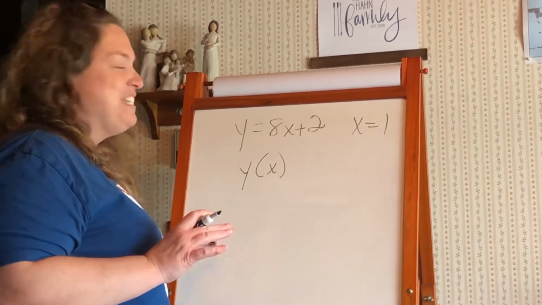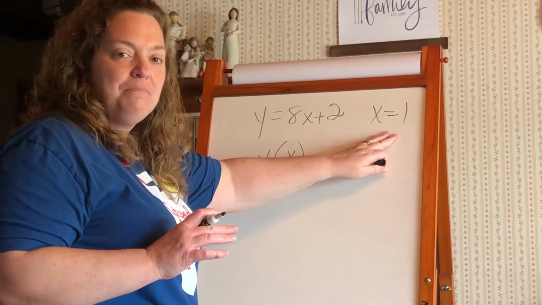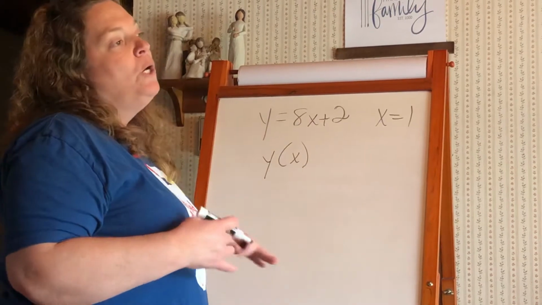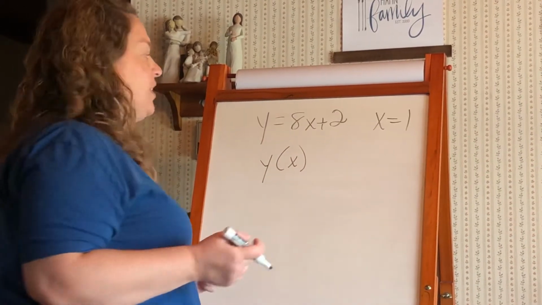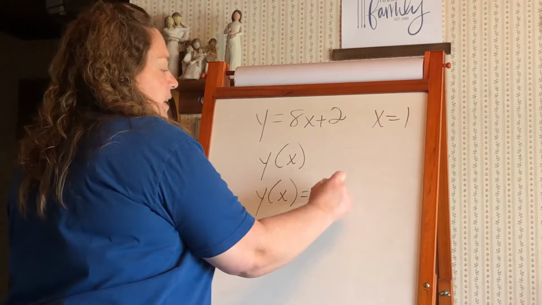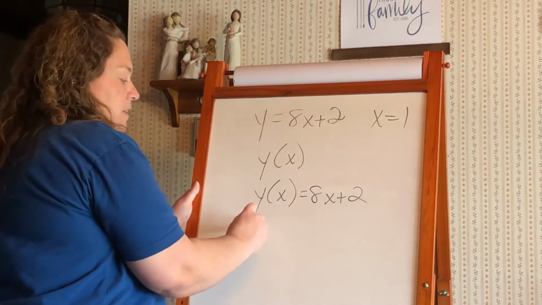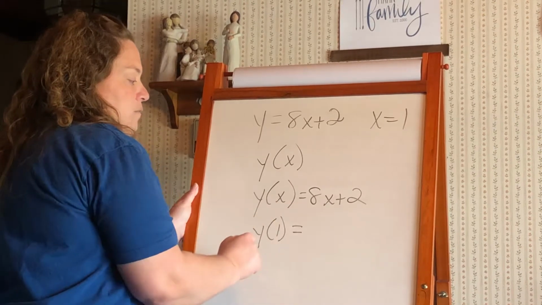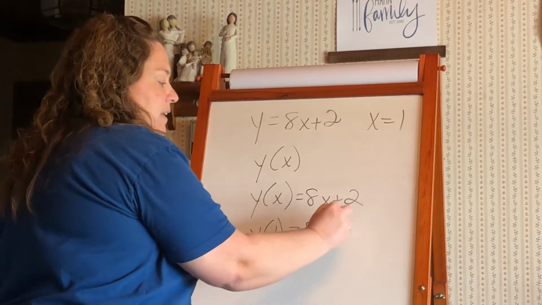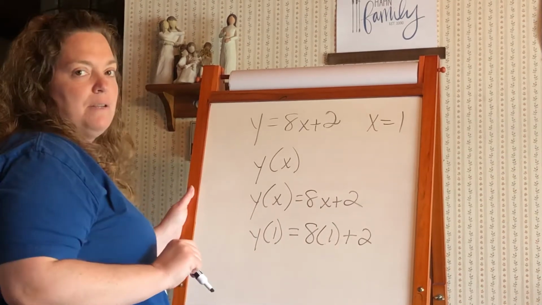If we want to find y of x for this function, if x equals 1, then all that means is we're going to plug 1 in for x and solve. One other thing we do in functional notation is we can write it like this. y of x equals 8x plus 2. They're telling us they want us to put in 1. See, we would write y of 1 equals 8 times 1 plus 2. So we've just put in 1 for both of the x's.